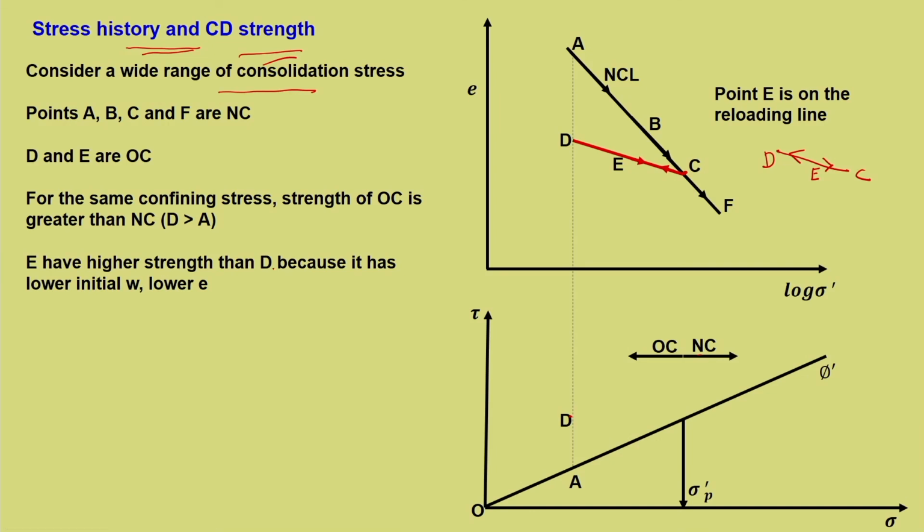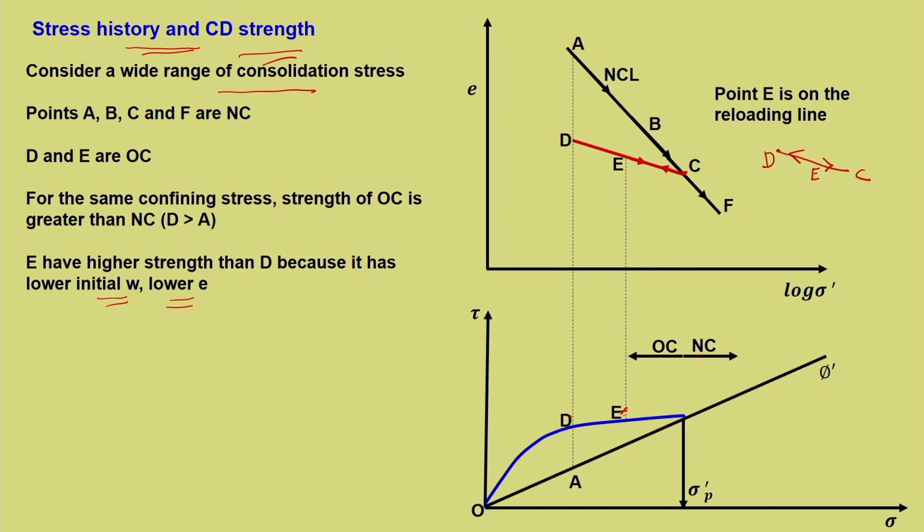E has higher strength than D. Now E is a point where the soil has gone to D and then is coming back to E. So what is happening is it is getting densified from D to E. E has higher strength than D because it has lower initial w and lower e, because when the sample comes from D to E, its e is reducing. So E is a sample with lower e, and hence the strength of E will be more. And here the state of OCR is also different for both D and E.